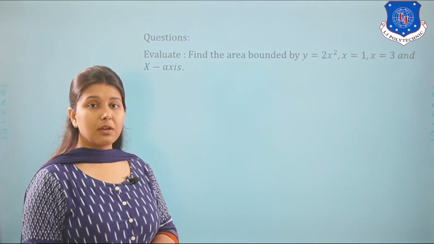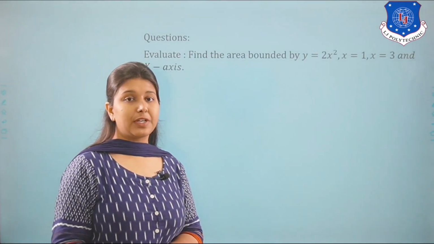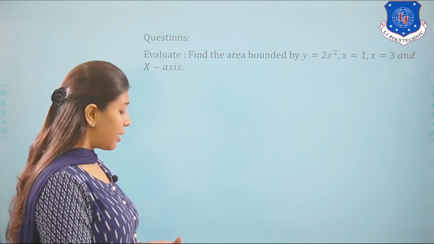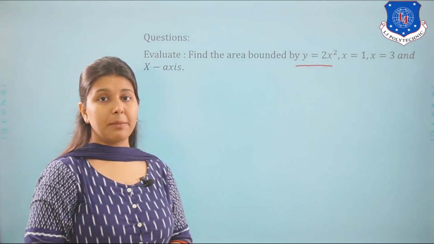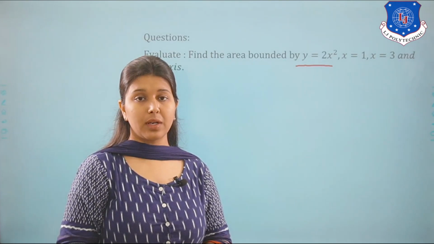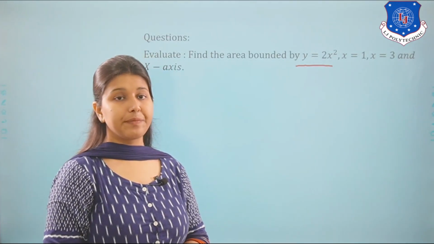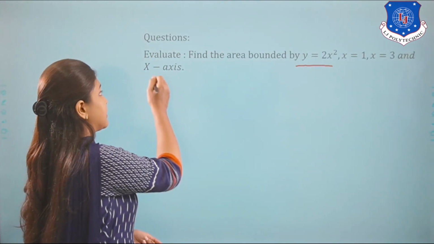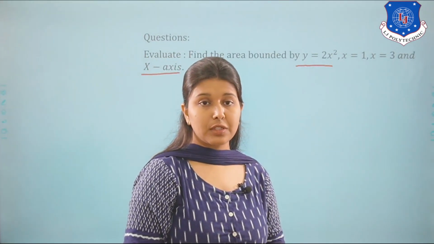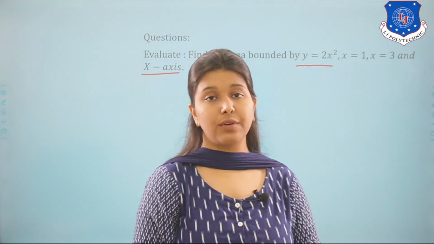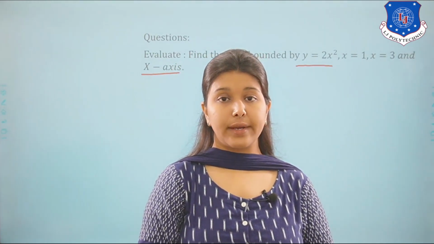Here our question is to find the area bounded by y is equals to 2x square and your limit x is equals to 1 and x is equals to 3 and on x-axis. To solve this question, first we need to know about the definition of area.